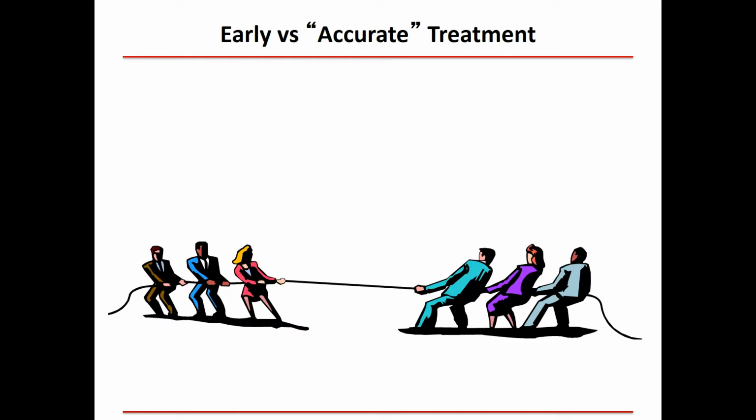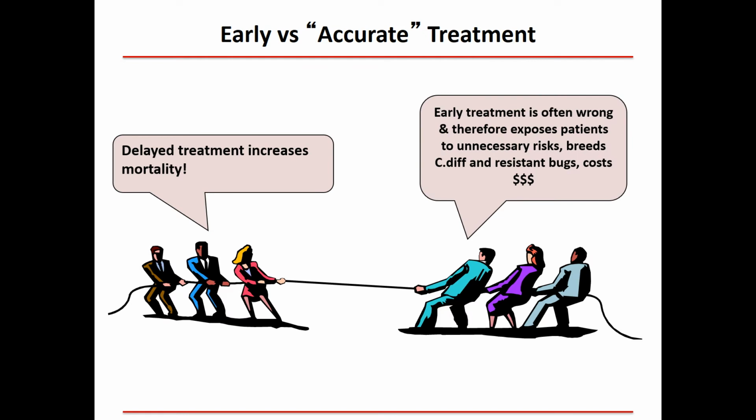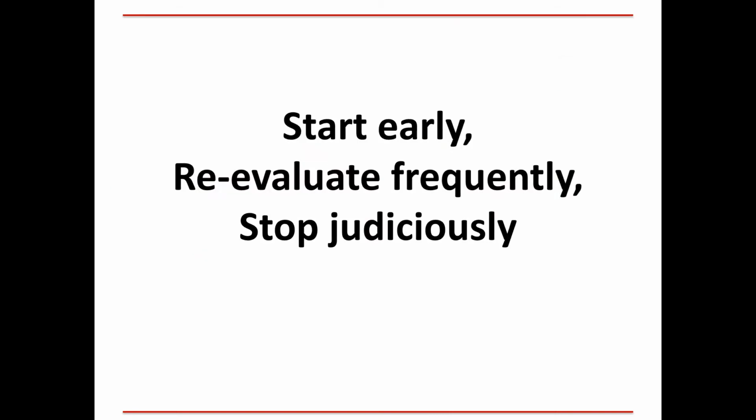On the one hand, there's the body of literature showing that delayed treatment increases mortality. At the same time, we have the body of literature telling us that early treatment is often wrong and exposes patients to unnecessary risks, breeds C. diff and resistant bugs, and of course costs money. And you as a clinician are caught between this fundamental tension. The recommended compromise at this point for this imperfect situation is this: to start early, reevaluate frequently, and stop judiciously.